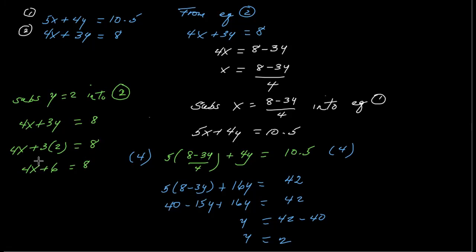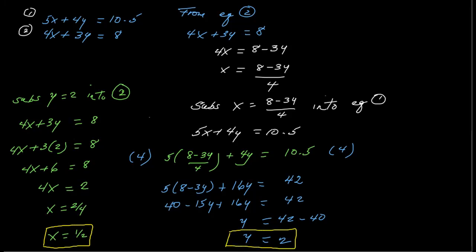So I'm going to take the 6 over, and there's a name for that. That's right, transpose. So I have 4x is equal to 8 minus 6, which is 2. I've got to divide both sides by 4. So I have x is equal to 2 over 4, hence x is equal to 1/2. And so these are the solutions to this problem using the method of substitution.